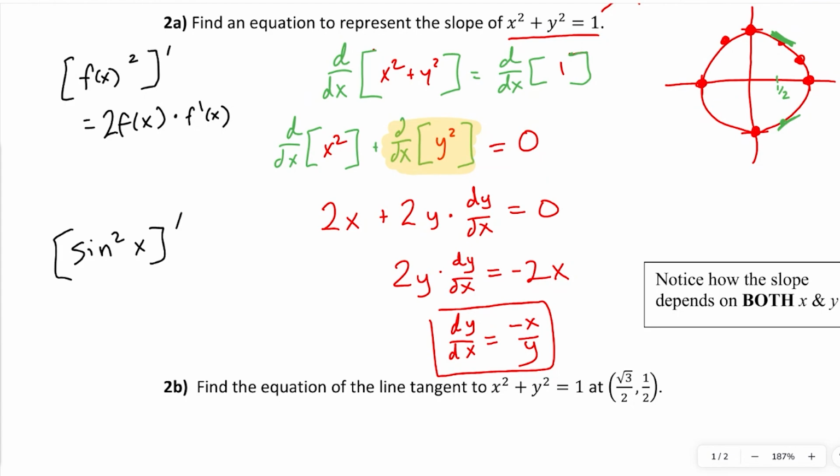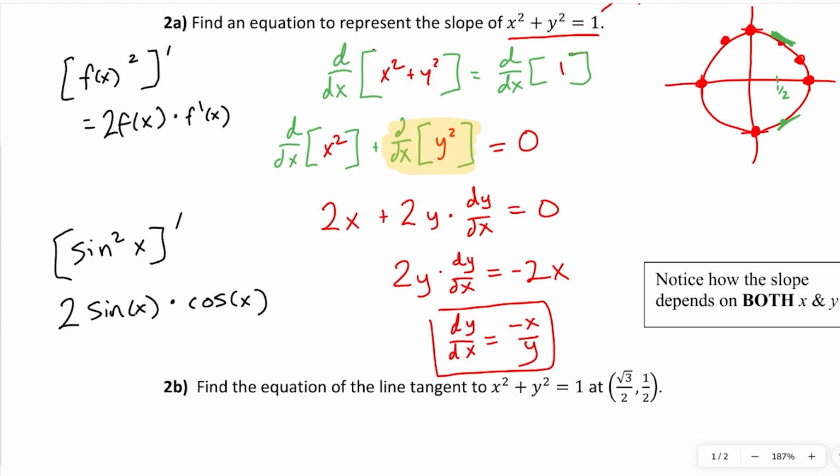I would do 2 times sine x times cosine x. Very good. What is cosine x in this context? The derivative of what? Sine. Right. So we have, in this case, 2 times y times the derivative of y. In this case, the derivative of sine.